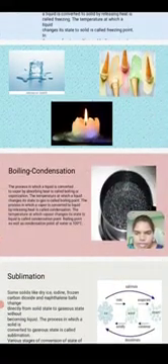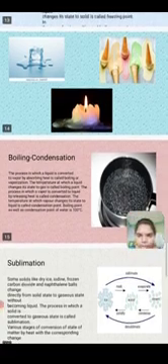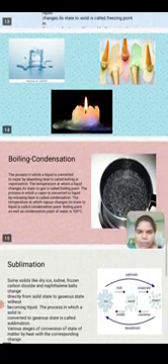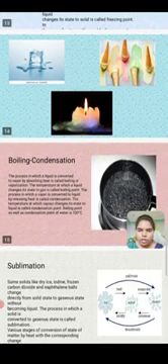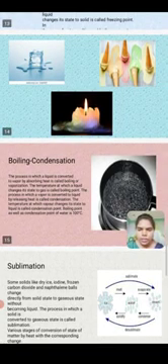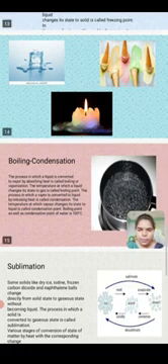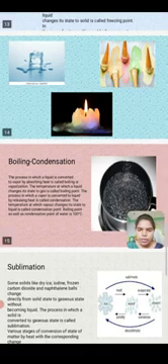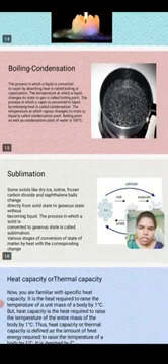Next, boiling and condensation. The process in which a liquid is converted to vapor by absorbing heat is called boiling or vaporization. The temperature at which a liquid changes its state to gas is called the boiling point. The process in which a vapor is converted to liquid by releasing heat is called condensation. The temperature at which vapor changes its state to liquid is called the condensation point. The boiling point as well as the condensation point of water is 100 degrees Celsius.